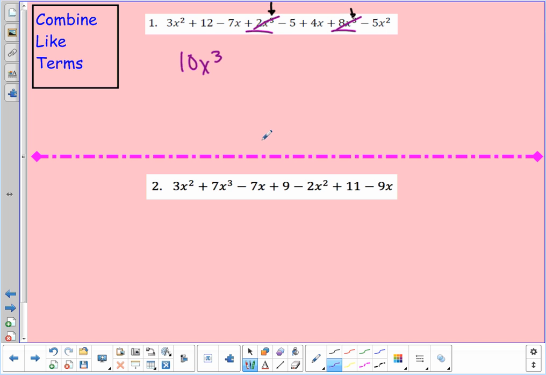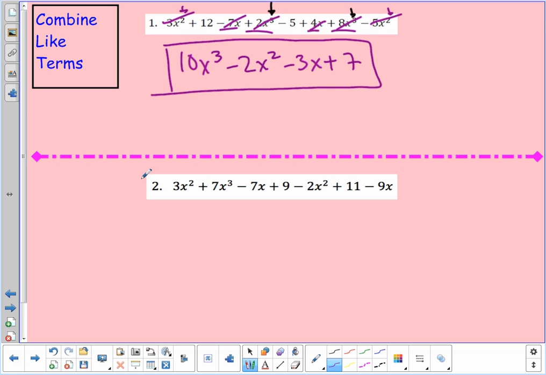Then I look for my power of 2's. Here's a 3. Here's a negative 5. 3 minus 5 gives me a negative 2x squared. So that's gone and that's gone. Then I would look for the power of 1, and here I have a negative 7 and a 4. Negative 7 and 4 is negative 3x. And then the last one, 12 minus 5, gives me a positive 7. So I have 10x to the third minus 2x squared minus 3x plus 7.